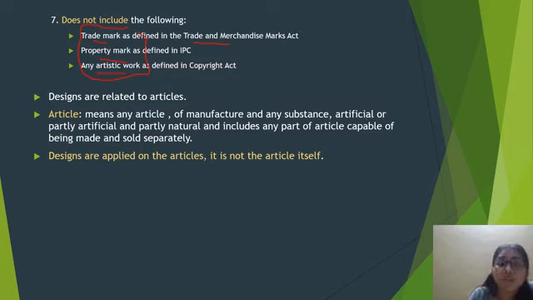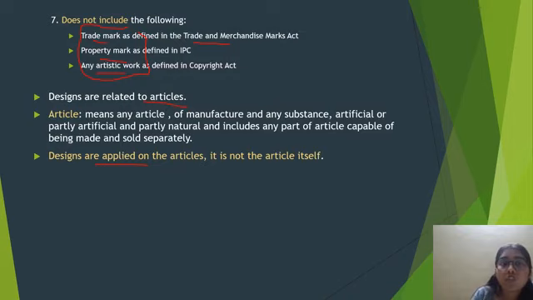Now, the most important point is that a design under the Designs Act 2000 is related to an article. Designs are applied on the article. It is not the article itself. Okay. Designs are those features which are applied on the article. We cannot say that the article itself is a design. Article itself is not a design. The features which are applied on that article are designs.